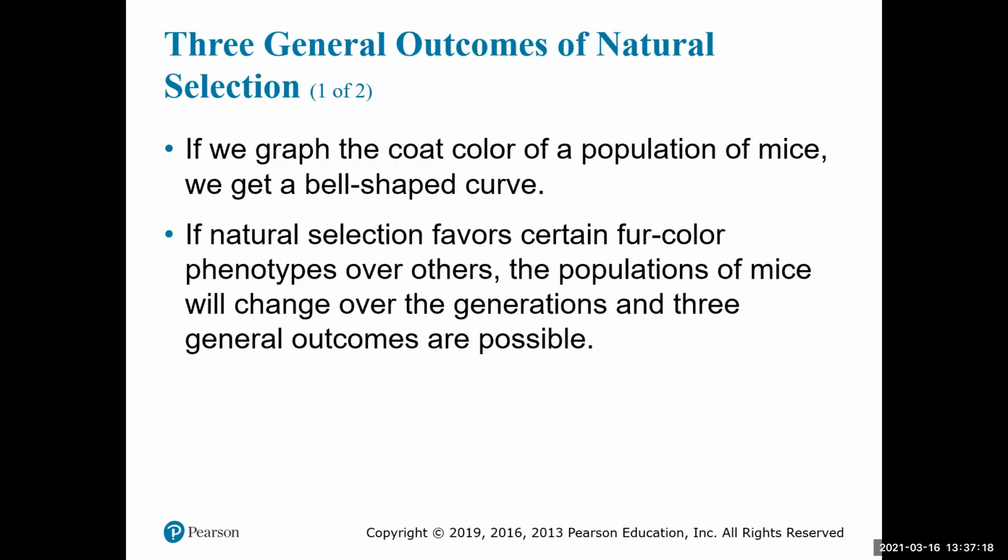And there can be three outcomes of natural selection. So that selection process where fitness is determining allele frequency. And if we think about coat color of mice and we graph the color of the population, you'll get a bell-shaped curve where one coat color will be the average, kind of most expressed coat color. And then you'll have some coat colors on the extreme ends that are some of the more rare coat colors. And if natural selection favors a certain coat color over others, then the populations of mice will change based off of those outcomes.